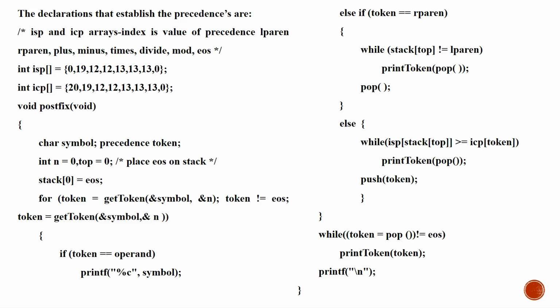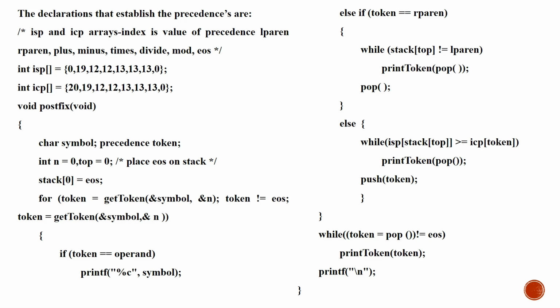For the rest of the operators, what to do? If in stack has higher precedence than the input, in stack means the first operator. In case of A star B plus C, star will be there in the stack, plus will be there in the input. In case of A plus B star C, plus will be in the stack, star will be in the input. So now the comparison we are making: if the first operator has higher precedence than the second one, then you pop that operator and print it. If not, then you push that operator.